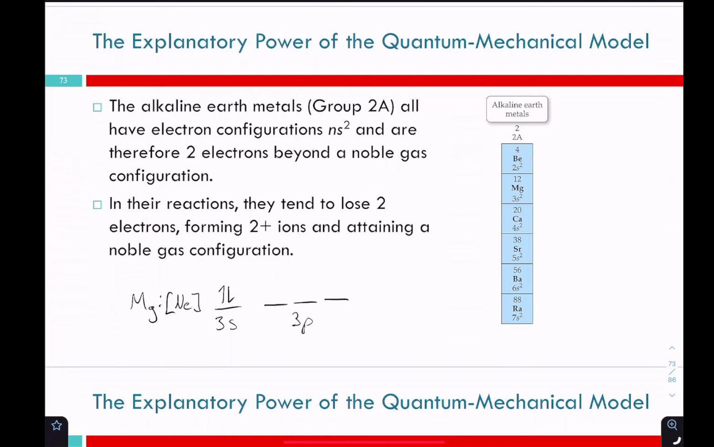It would be a lot harder to gain 6 more electrons from somewhere to get all the way up to argon than it would be to lose 2 electrons and go back to neon. Because in general, things don't want to have charges. All right, so these group 2 metals all lose 2 electrons.